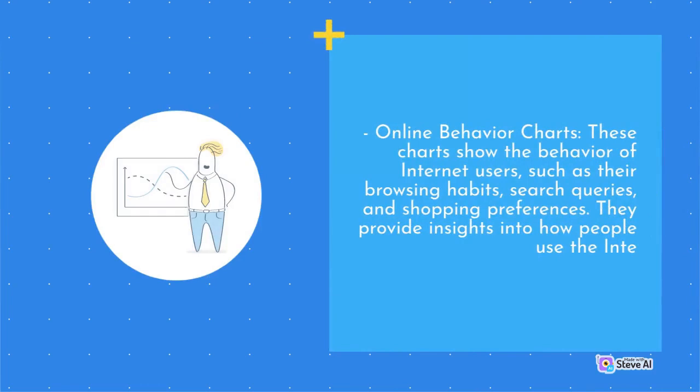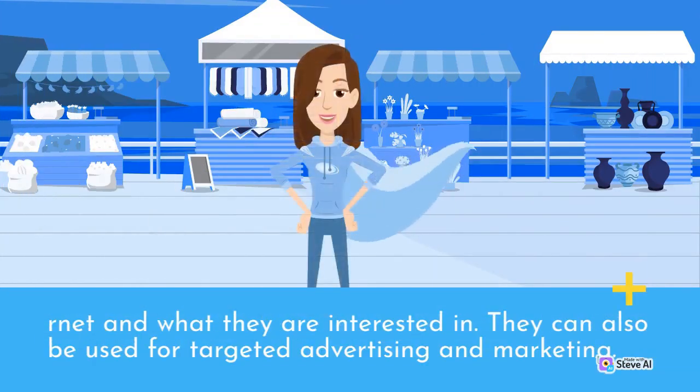Online behavior charts. These charts show the behavior of Internet users, such as their browsing habits, search queries, and shopping preferences. They provide insights into how people use the Internet and what they are interested in. They can also be used for targeted advertising and marketing.